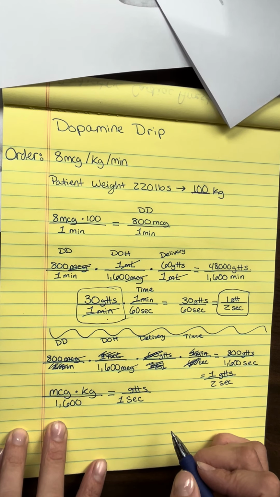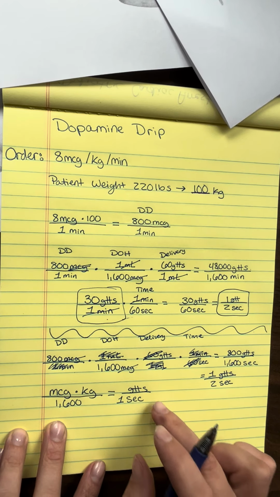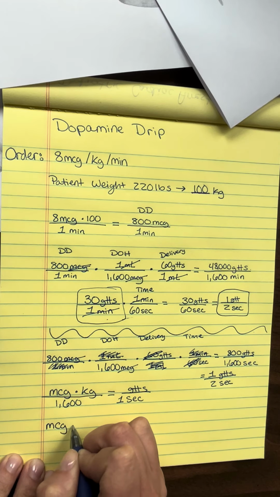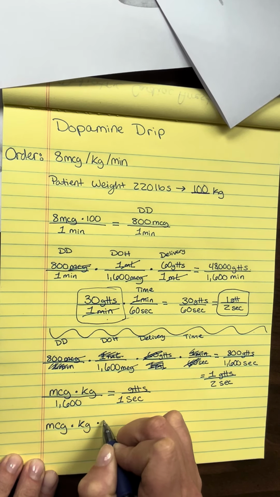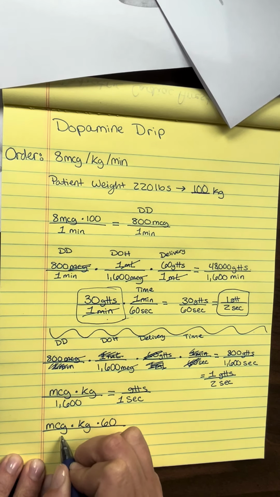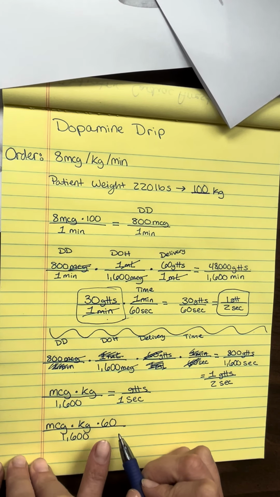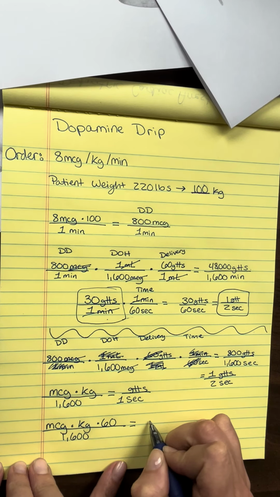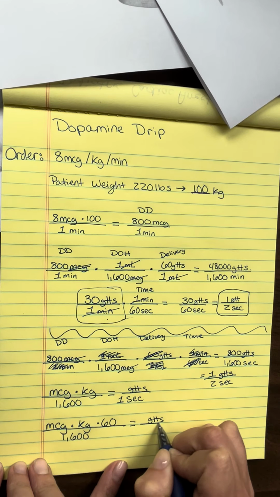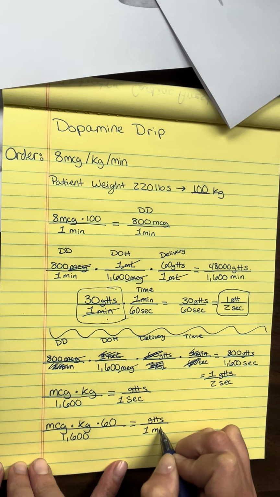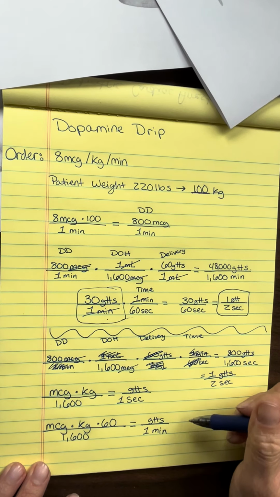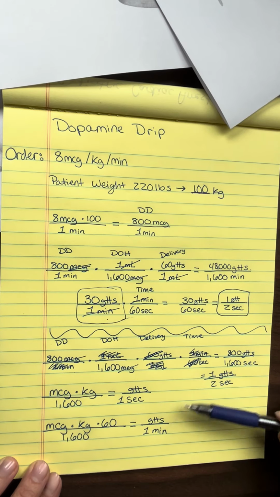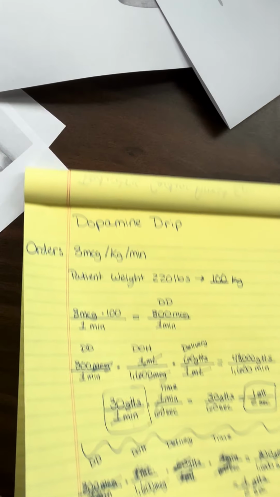If you want to use this equation but you need it in drips per minute, all you have to do is micrograms times kilograms times 60 divided by 1600, because there's 60 seconds in 1 minute, and then that's going to give you our drips over 1 minute. So again, you can use both of them, but all of this hoopla can be done right here. So we're going to do another dopamine drip.